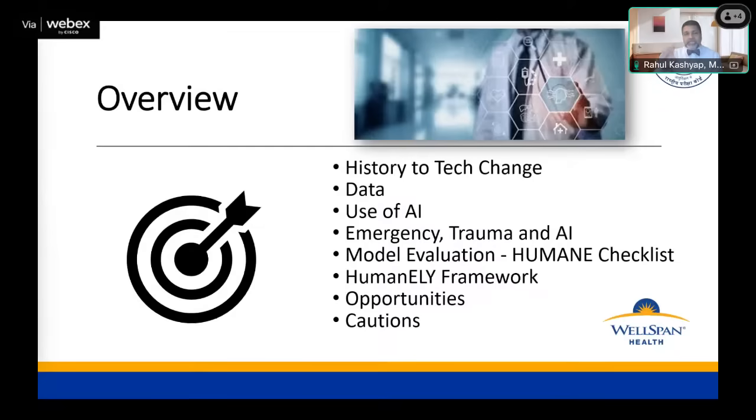Then I'll leave you with some opportunities and cautions, as you young physicians, nurses, respiratory therapists, pharmacists, masters and PhD students who are listening today, on what caution you should be applying. I will leave you some tidbits, so look for this particular sign. If you see this sign, those slides are to pay more attention to, and I'll emphasize that one as well. So let's start.